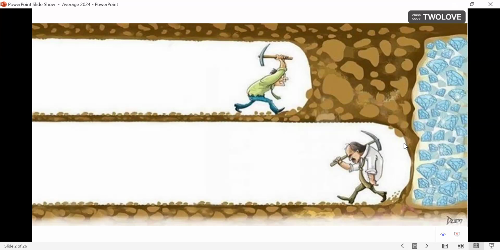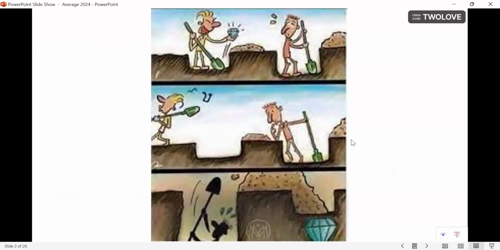I'm asking you to take a look at the comic and consider what's happening. Why did this person decide to go over there and start digging there? Is it really greedy? He hasn't got a thing yet. It's not like he managed to dig up something and then wants to dig some more. He hasn't dug up a thing.